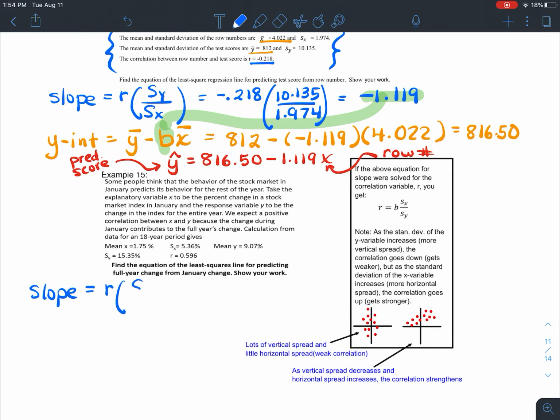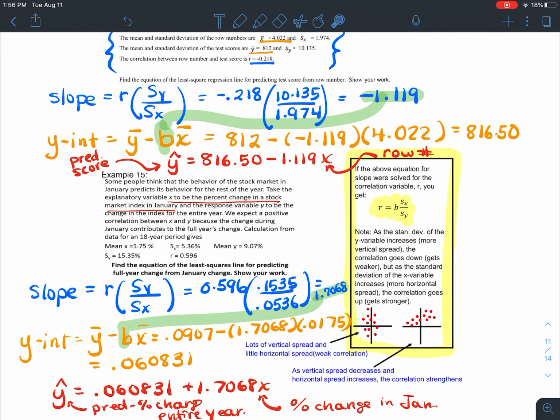Okay, y-intercept plus slope times x. They said that x is the percent change in stock market index in January. So percent change in January, and this is predicted percent change for the entire year. Okay, so you're going to see a few problems like that on the homework come up.